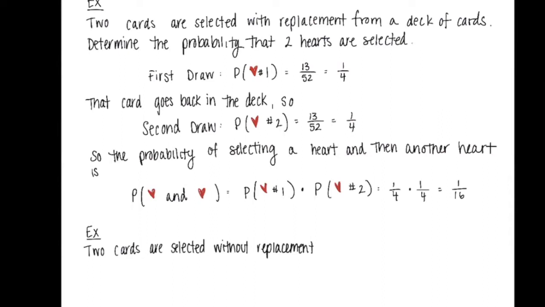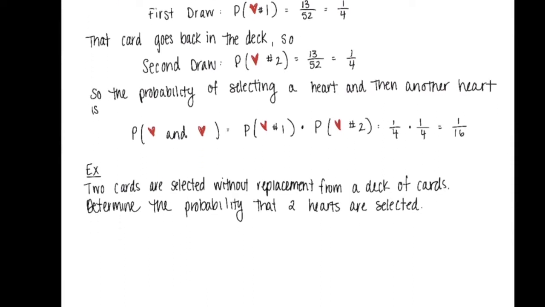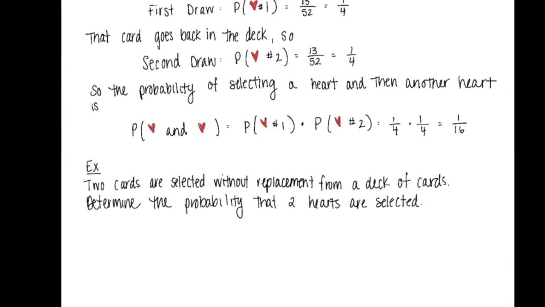From a deck of cards, we want to determine the probability that 2 hearts are selected. So it's very similar, but that without replacement really is going to affect the second one. It doesn't so much affect the first.